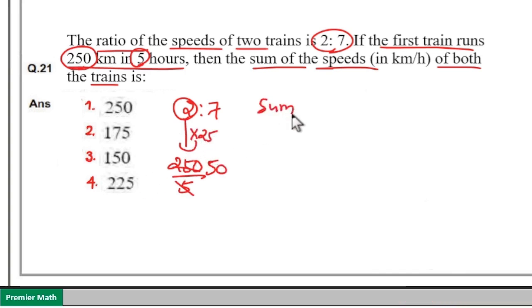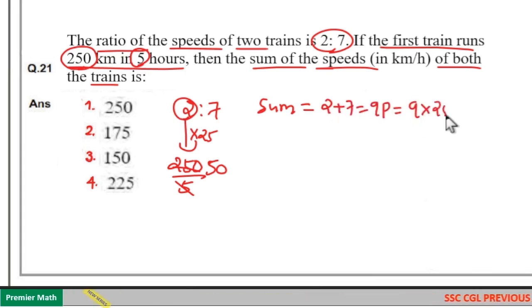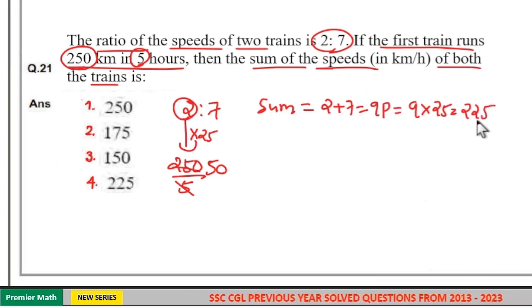Then we need the sum of speeds. Sum of speeds is equal to 2 plus 7, 9 parts. 9 parts is equal to 9 into 25, 225. That is option 4 is your answer.